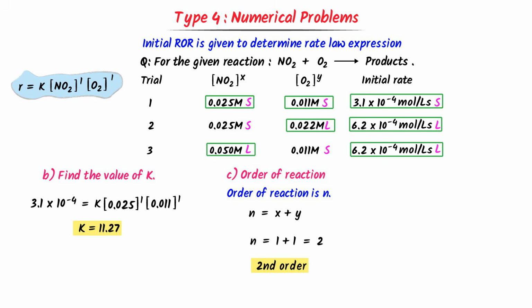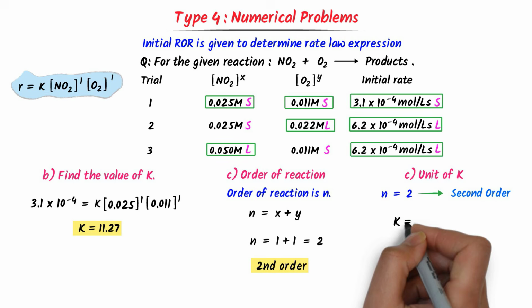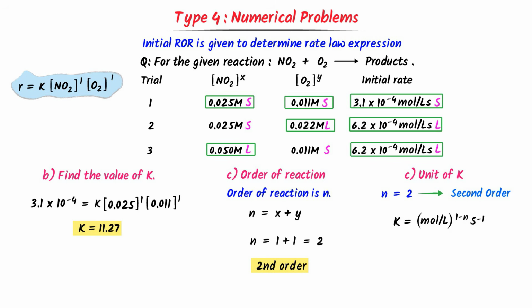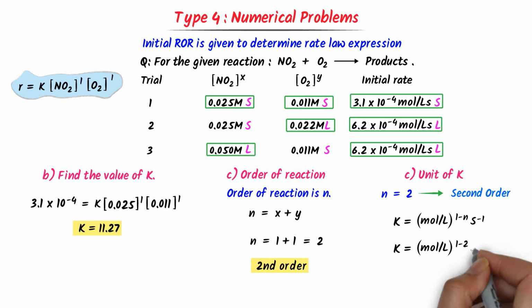In the D part, we are asked to find the unit of K. We already know that the unit of K is equal to mole per liter raised to the power 1 minus n per second. Here, the value of n is 2. I put n is equal to 2. After calculation, I get the unit of K is mole per liter raised to the power minus 1 per second. Thus, this is the unit of K for this reaction. Therefore, using this trick, we can easily find all parameters of the numerical problem.